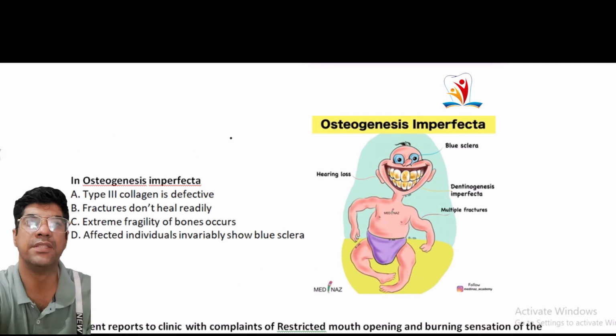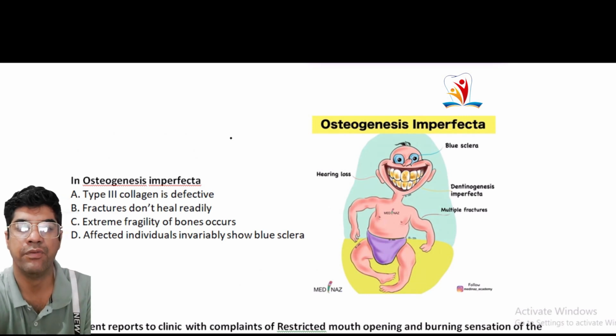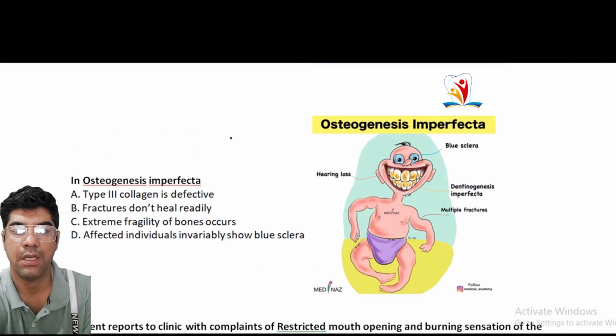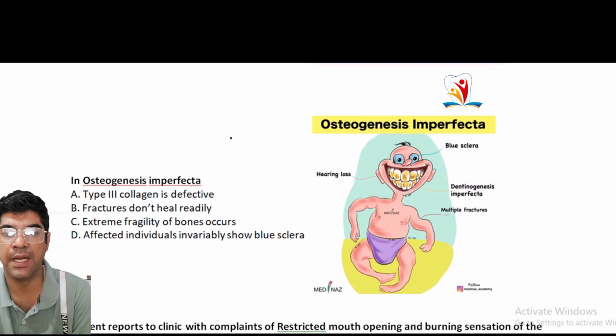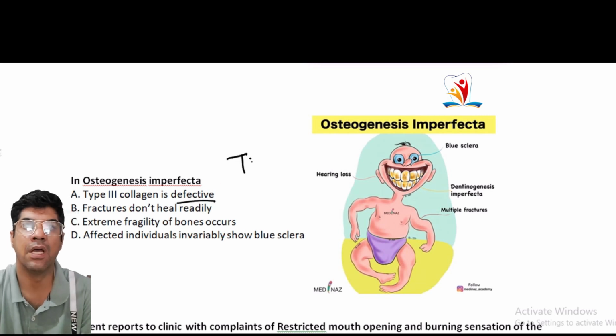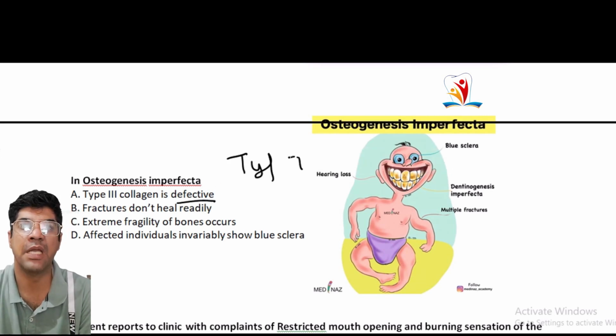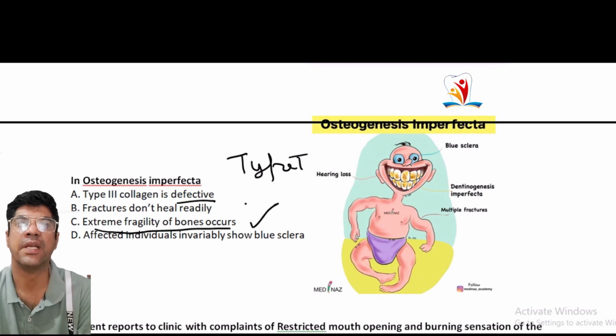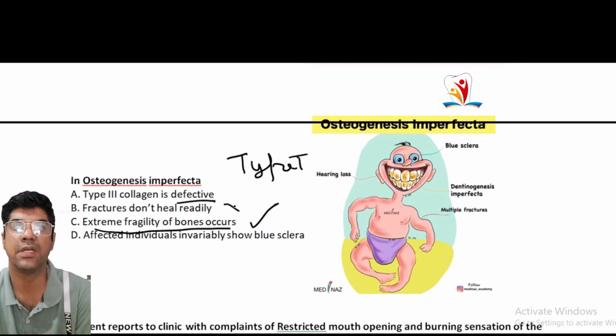In osteogenesis imperfecta, there will be fragility and porosity of the bones with proneness to fracture. So which collagen is defective? It's type 1 collagen, not type 3 collagen. So there is extreme fragility of bones that occurs. That is the correct answer choice.